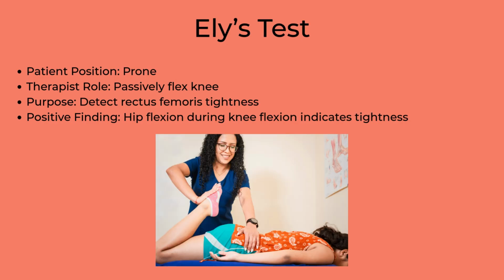Ely's test is used to detect tightness in the rectus femoris muscle. The patient is positioned prone, lying on their stomach. The examiner passively flexes the patient's knee. The image shows the patient lying prone while the examiner is bending the patient's knee. A positive finding is when the patient's hip flexes during knee flexion, indicating tightness in the rectus femoris muscle.